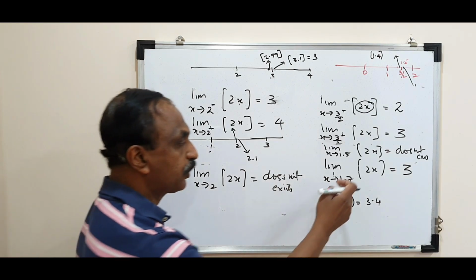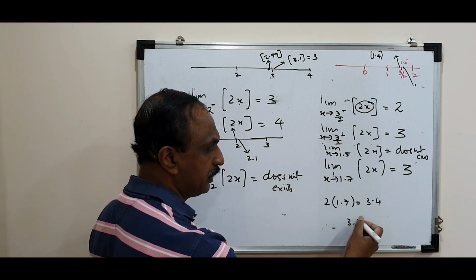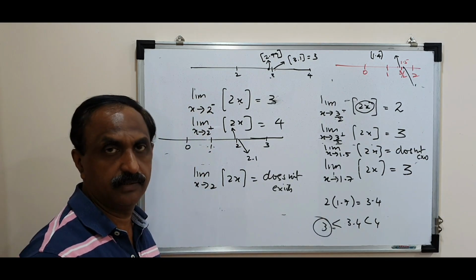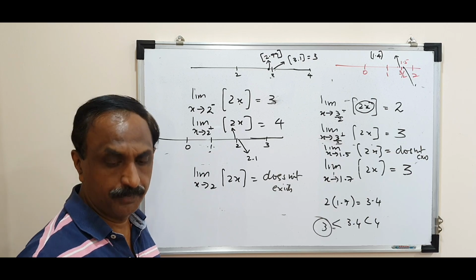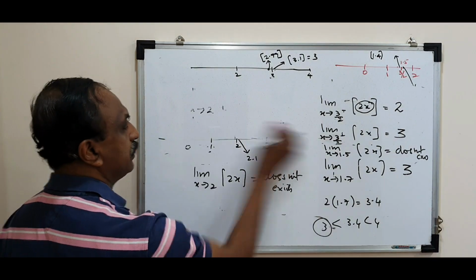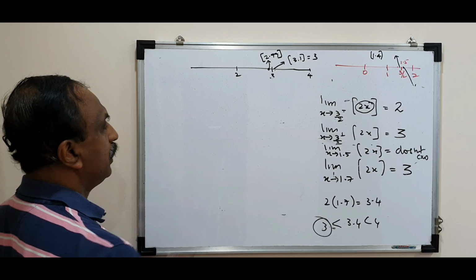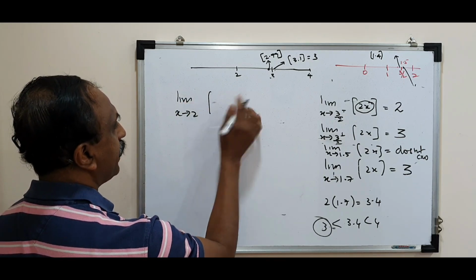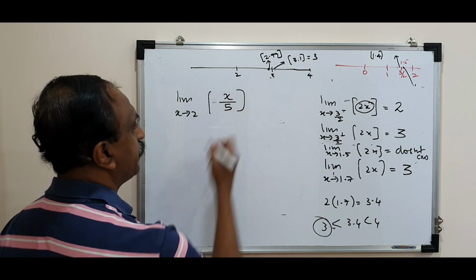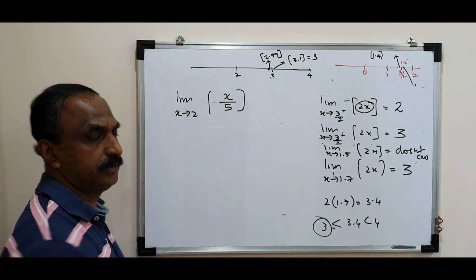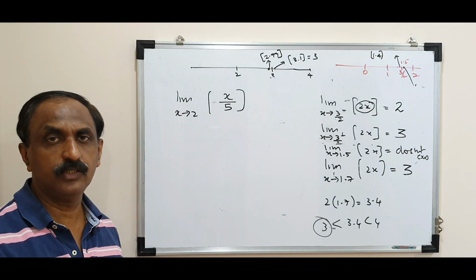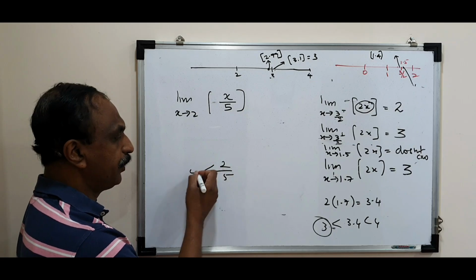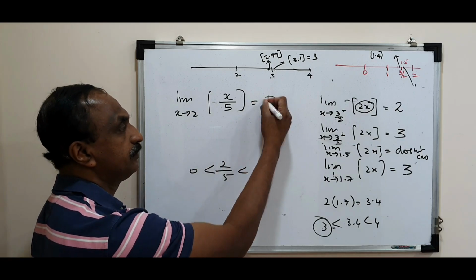That means that particular number 3.4 lies between 3 and 4. So your answer will be the lower number 3. That's how you have to quickly answer. So you can easily now tell me the answer. Let's try one by one. Limit extending to 2, integer of 5x by 5. So you will put x as 2 here, 2 by 5. Is it an integer? No. So limit will exist. And what will be the answer? 2 by 5 is a number between 0 and 1. So your answer is 0.